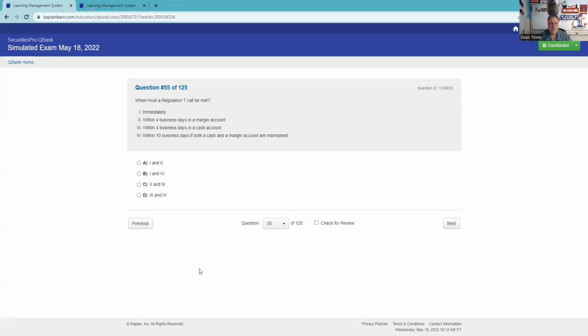When must a Reg T call? We don't tell customers this, but the customers get 2 additional days. Reg T is set by the Federal Reserve Board. In regular way settlement, T plus 2 is between broker dealers. And so customers get 2 additional days, and so that's going to be 2 and 3.